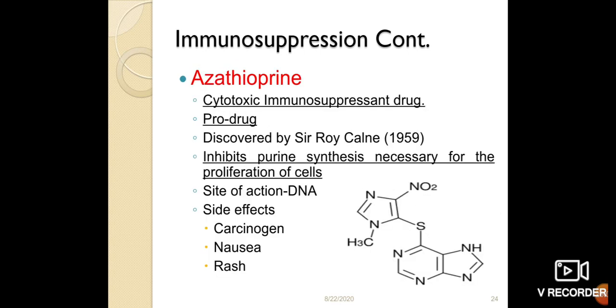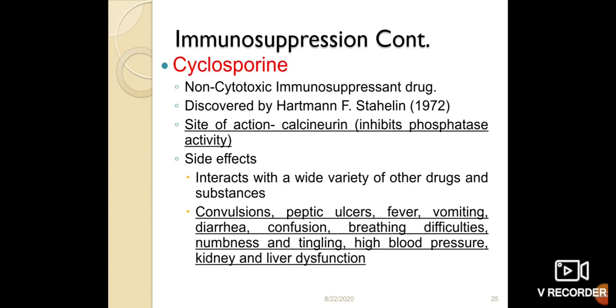The second immunosuppressant is azathioprine, which is a cytotoxic immunosuppressant drug. It is a prodrug, meaning that it's going to convert to another form in the liver, discovered by Roy Callan. It inhibits purine synthesis necessary for proliferation of cells. The side effects are carcinogenic, and causing some nausea and rashes.